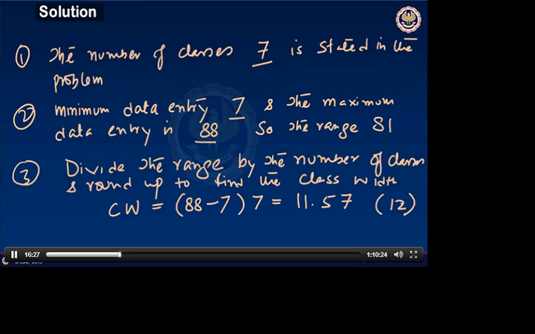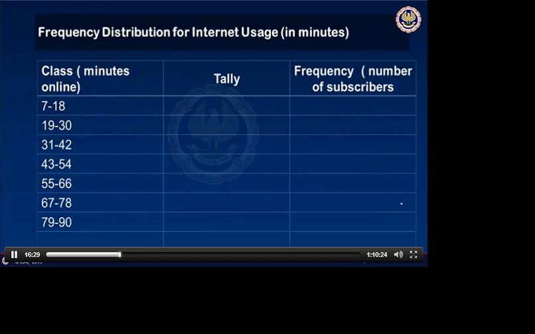So now we can construct our data. We know that the minimum entry is 7. So we'll take 7, and then add 12 to this, since we found that the class width should be 12. So we have the upper class limit as this. Then we take this class limit, subtract 1 and put it here. So this will be 18. Similarly, 31 minus 1, 30. This way we have constructed our class intervals.